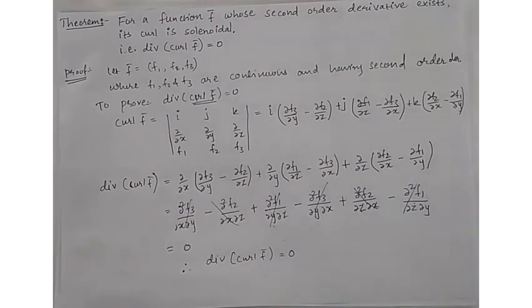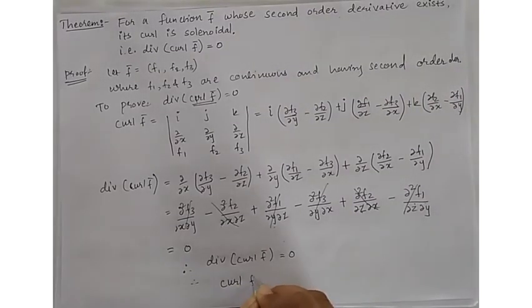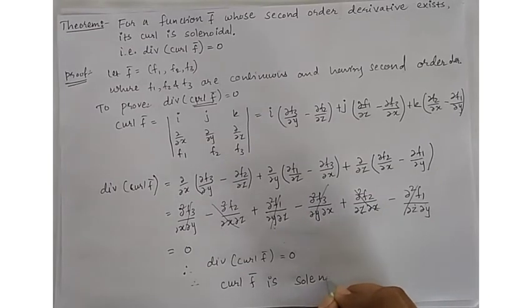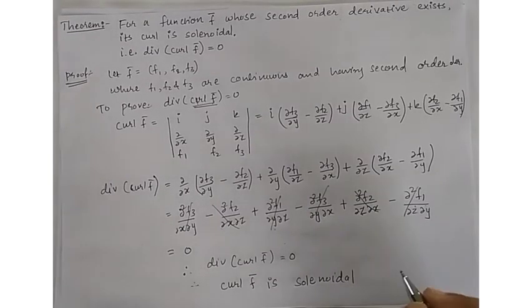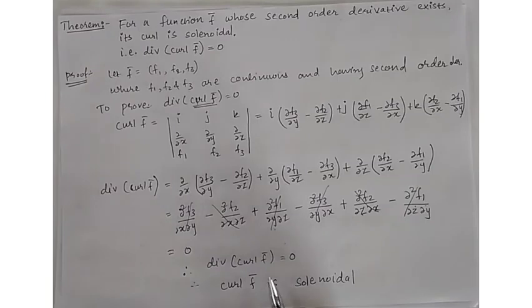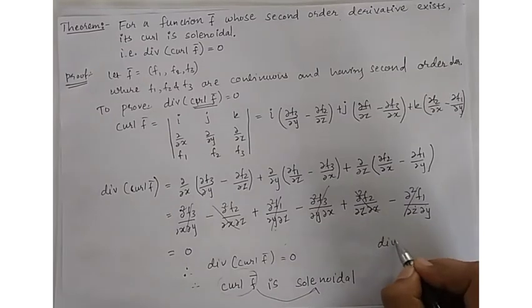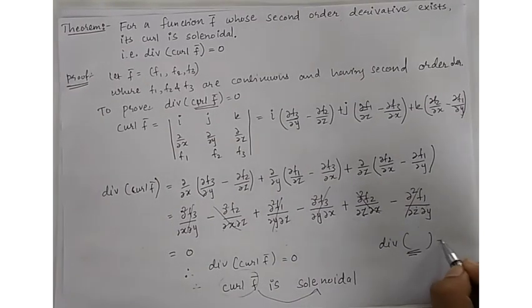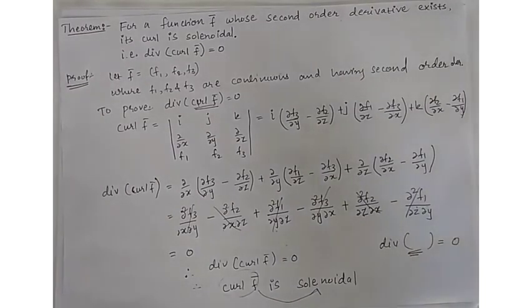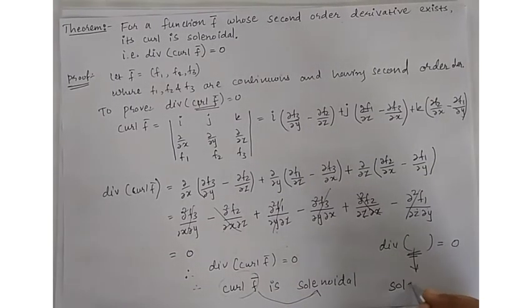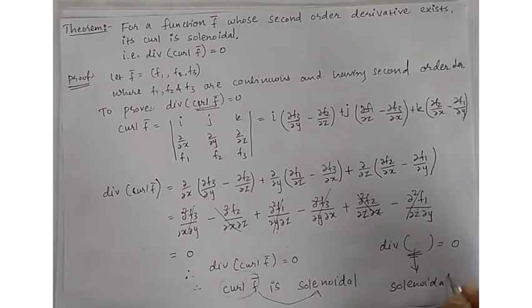So here you can say that my curl F bar is solenoidal. When I say that a function is solenoidal, it means that if I take the divergence of that function it gives 0. Right?